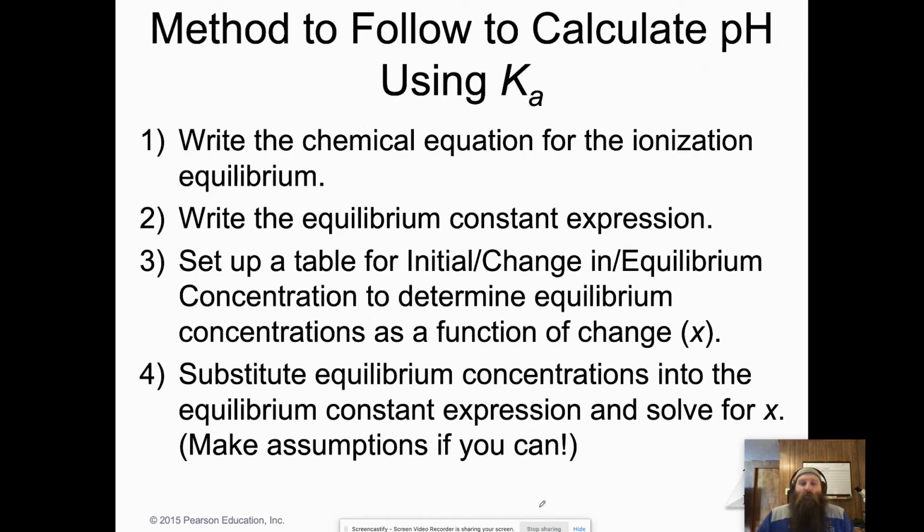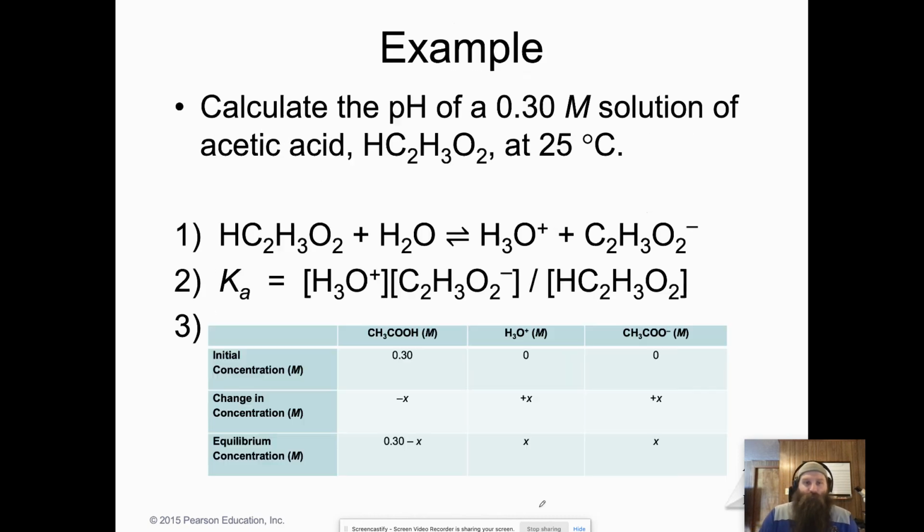All right, let's look at going the other way. Let's calculate pH from Ka. So there are 4 steps to this. We're going to write the chemical equation for our ionization equilibrium. We're going to write the equilibrium constant expression, which hopefully you know, right? That's our formula. We're going to do an ICE table, just like we did in the equilibrium unit, but now we're going to plug in an X value for some of those concentrations. And then we're going to use the quadratic formula to solve, so we're going to substitute our equilibrium concentrations in and solve for X.